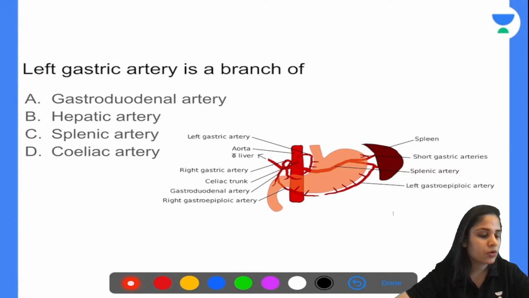Okay, so I'm getting all different answers. Staphylococcus is saying GDA, Sujata is saying B, hepatic artery, Fez and Faisal are saying D, celiac artery. Okay, so all different answers over here.